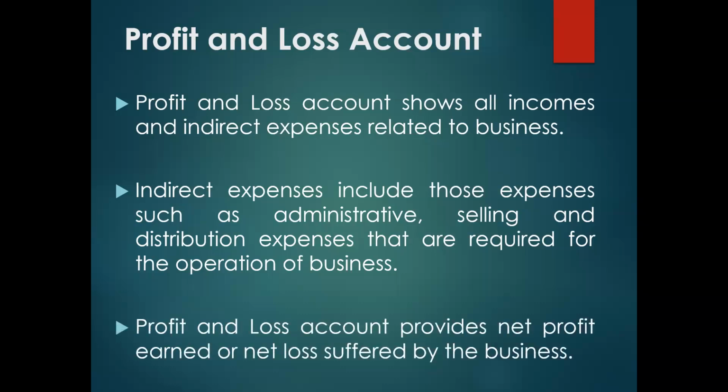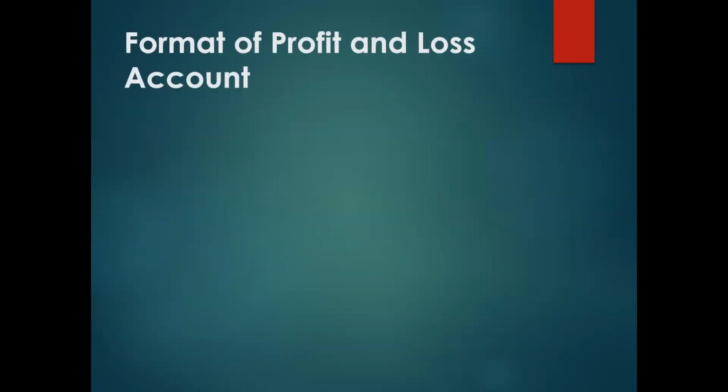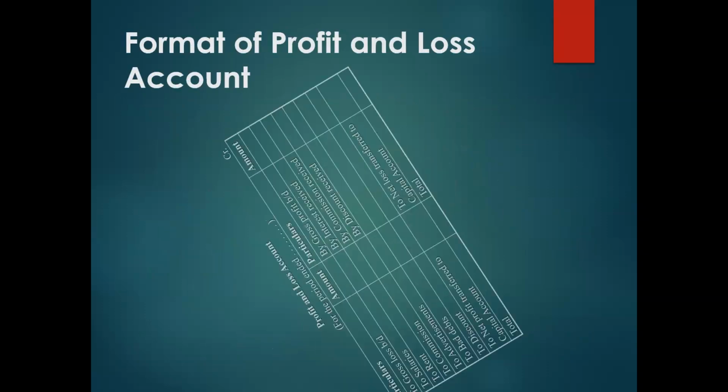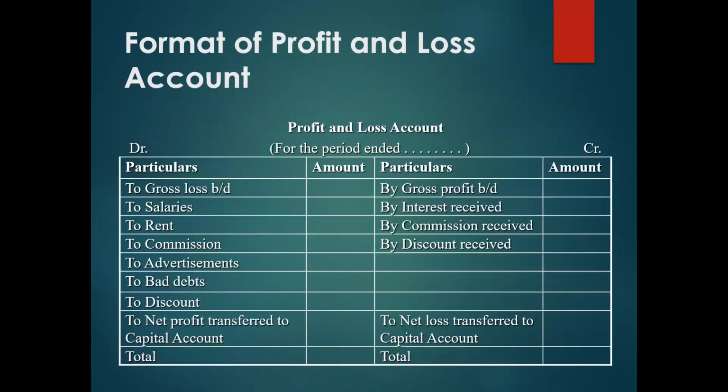The profit and loss account provides the net profit earned or net loss suffered by the business. Whereas the trading account shows the gross profit or gross loss. The gross profit and gross loss from the trading account are finally taken into account and transferred to the profit and loss account. While preparing the profit and loss account, when you arrive at the final end, it shows the net profit or the net loss. This is the format of the profit and loss account.